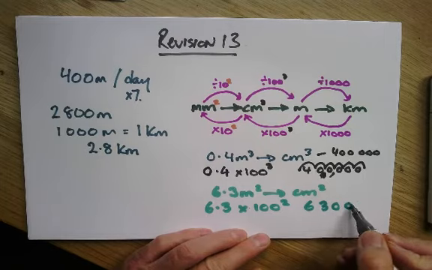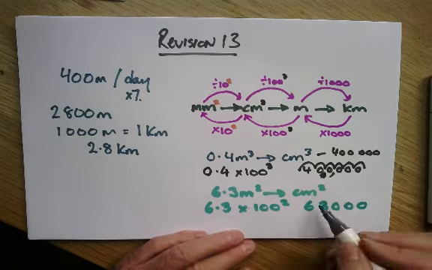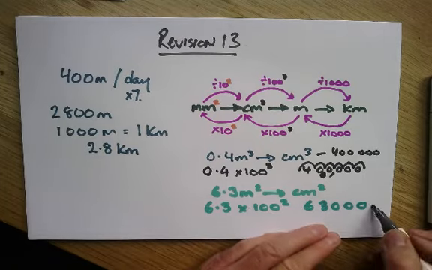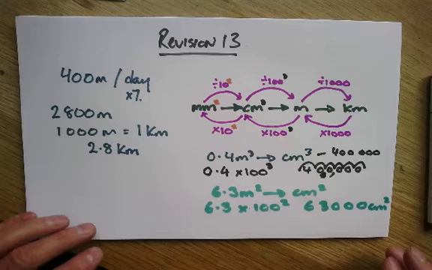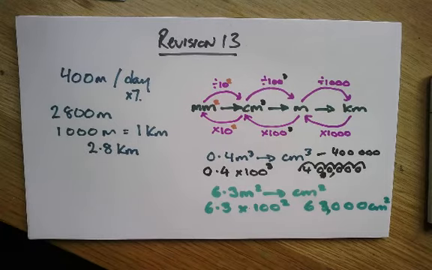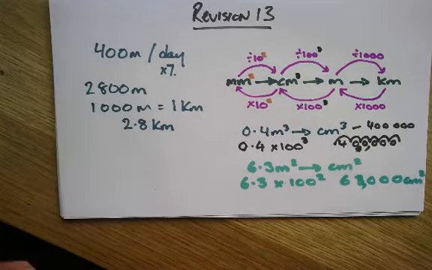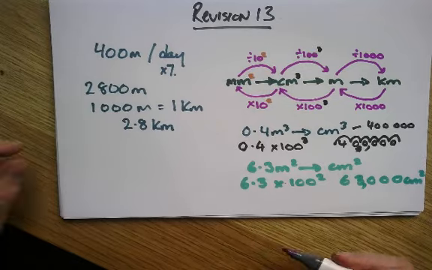So that's 1, 2, 3, 4 jumps. 1, 2, 3, 4. And put the unit in. And so there you go, 63,000. And then the last question I can just spot, it was hiding from me.